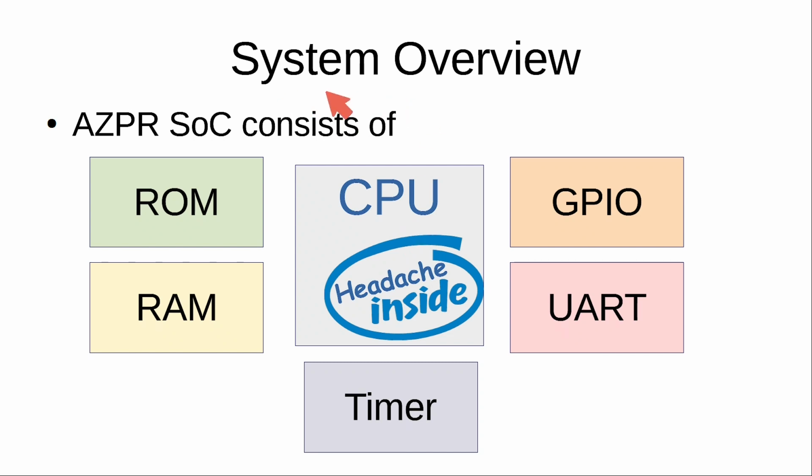This is the system overview of the AZ Processor SoC. If you do not know what SoC is, please take note that SoC has nothing to do with SOB. SoC means System on Chip. As you can see here, our SoC consists of a CPU along with its peripherals such as ROM, RAM, timer, UART, and also GPIO.